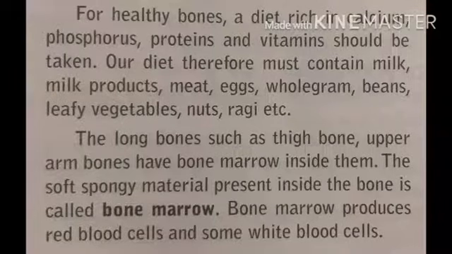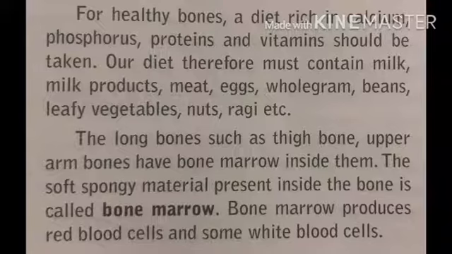For healthy bones, a diet rich in calcium, phosphorus, proteins, and vitamins should be taken. Our diet therefore must contain milk, milk products, meat, eggs, whole grains, beans, leafy vegetables, nuts, ragi, etc. The long bones such as thigh bone and upper arm bone have bone marrow inside them. The soft spongy material present inside the bone is called bone marrow.